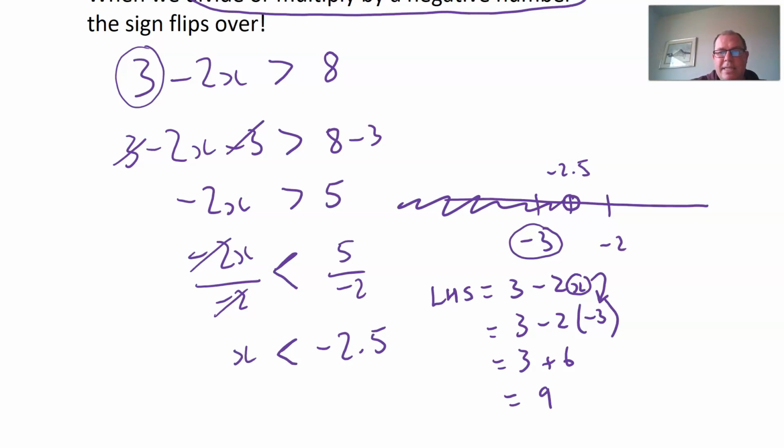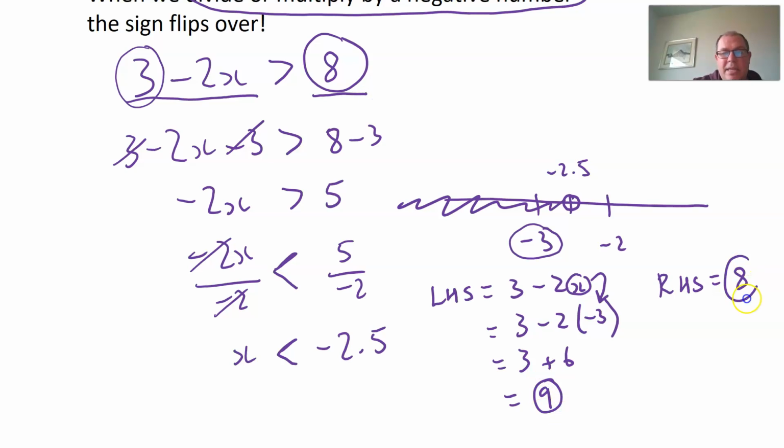Let's have a look at the right-hand side of the equation, which is really simple. The right-hand side is just 8. Our original inequality said that the left-hand side has to be bigger than the right-hand side. So if the left-hand side is 9, is that bigger than 8? Yes, it is. 9 is bigger than 8, so we know we've got it right, and we were correct to flip the inequality over. Now it's time for you to try one on your own.